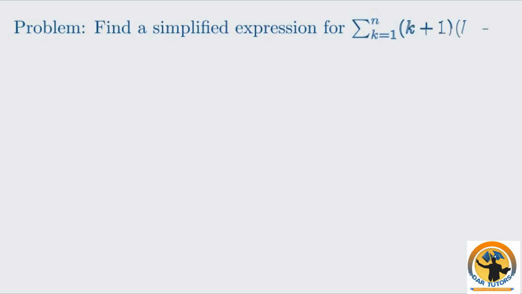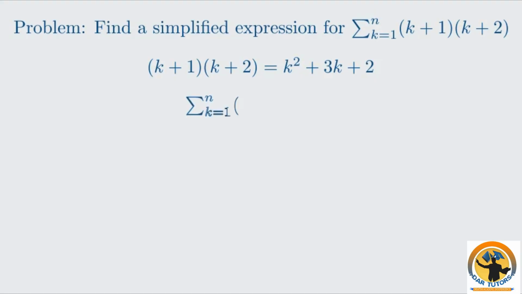Let's conclude with a final, more challenging problem that brings together several concepts. Our goal is to find a simplified expression for a summation involving a product. We need to find a simplified expression for the sum from k equals 1 to n of the quantity k plus 1 times the quantity k plus 2. The first step, as before, is to expand the general term. Multiplying k plus 1 by k plus 2 gives us k squared plus 3k plus 2. So our summation becomes the sum from k equals 1 to n of k squared plus 3k plus 2.